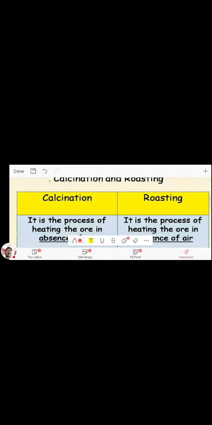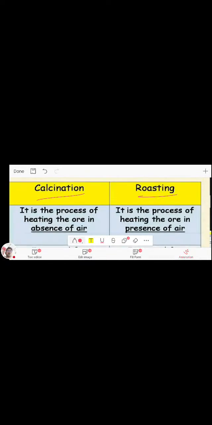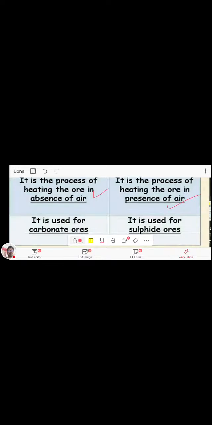So in metals and non-metals, calcination and roasting are both very, very important questions. So what do you mean by calcination? Process of heating the ore in absence of air. Roasting means process of heating the ore in the presence of air.